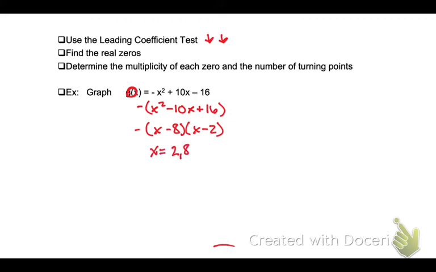Get 2 and 8. Yes. Okay. Check. Check. Determine the multiplicity. Remember, if it's only 1, I don't care. Is it any greater than 1? What's the multiplicity of the 2 and the 8?